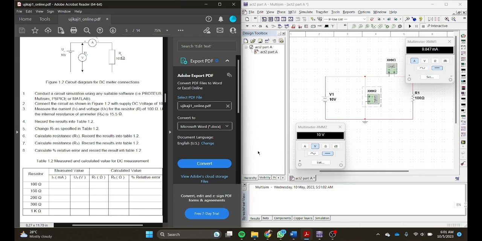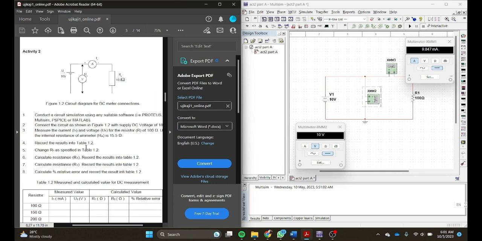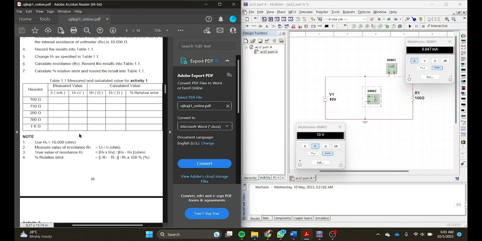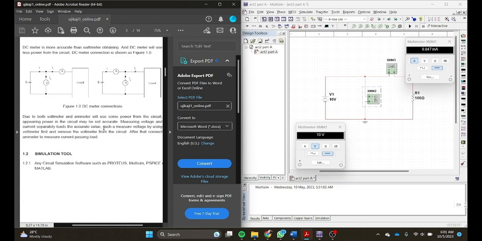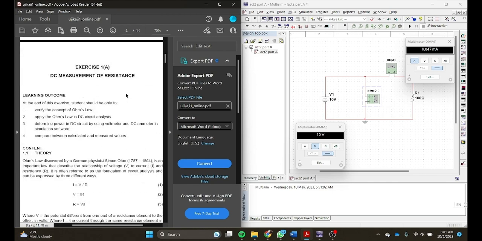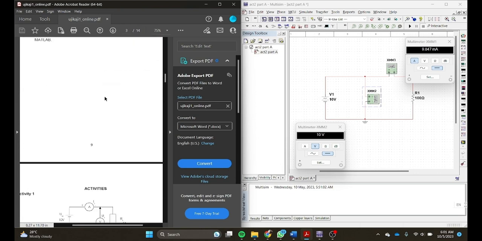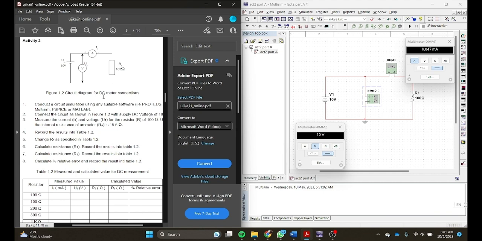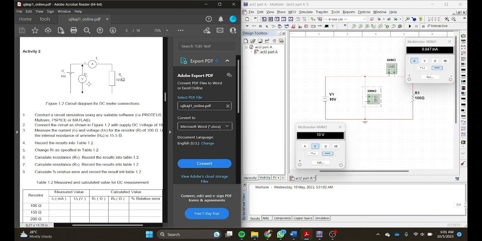So for this video, I will explain activity 2 for part A, for the experiment AC and DC measurement of resistor. So the first part is DC measurement of resistance for activity 2. Construct the circuit: they have a voltage supply, emitter, voltmeter, and one resistance. So using MATLAB, I construct the circuit for 20 seconds.